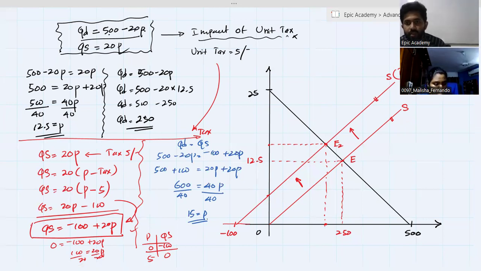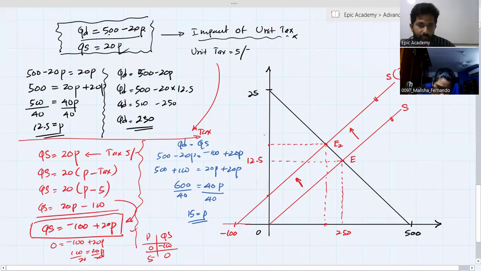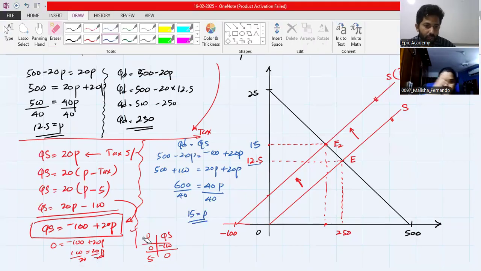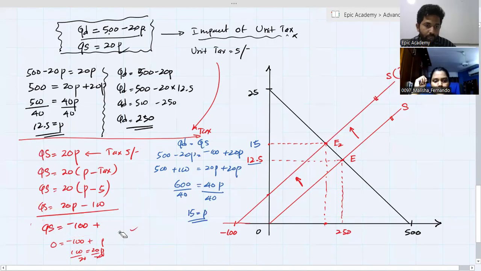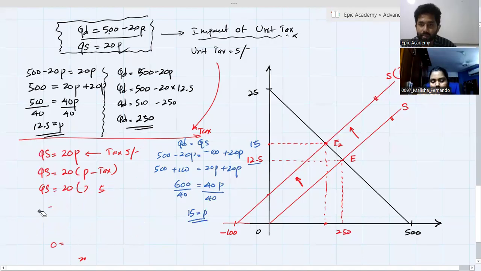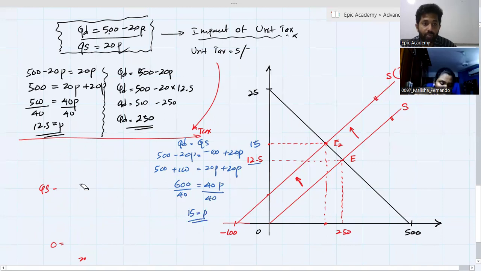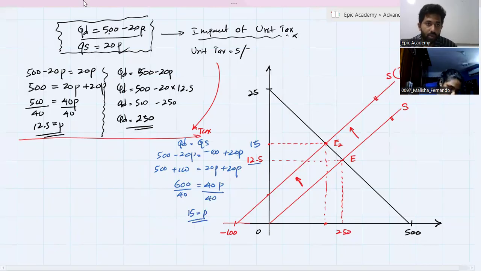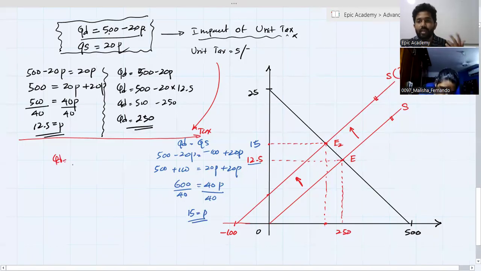Are you okay? Yes. Right. So what will happen to the price? It increases to 15 from 12.5. Right. After that, we can calculate the values for the quantity. So be careful at that position. Don't use the early supply equation. If you use the early supply equation from before the tax, the answer can be wrong. So as a tactic at that point, use the old QD equation, because the QD equation is not going to change.